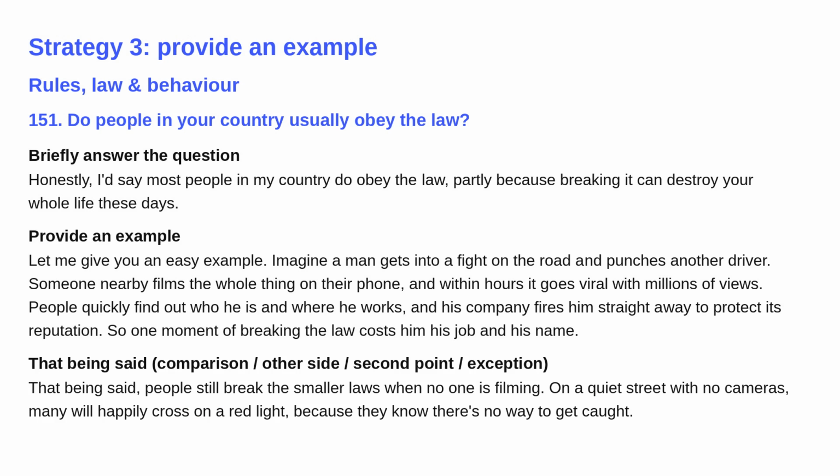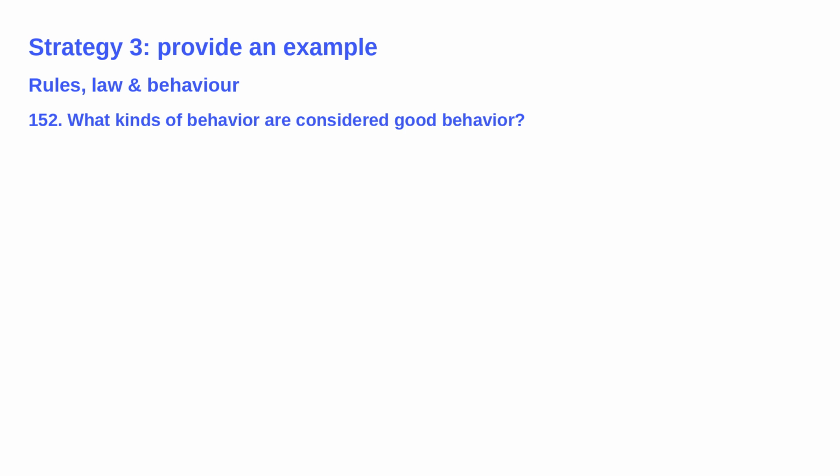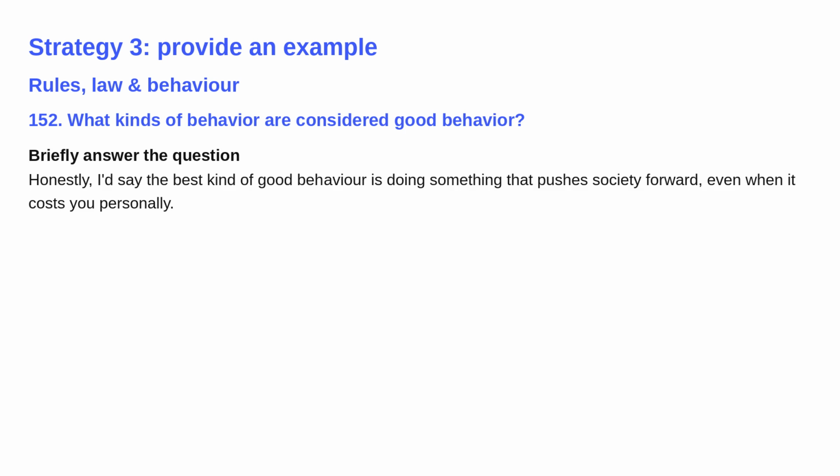That being said, people still break the smaller laws when no one is filming. On a quiet street with no cameras, many will happily cross on a red light because they know there's no way to get caught.